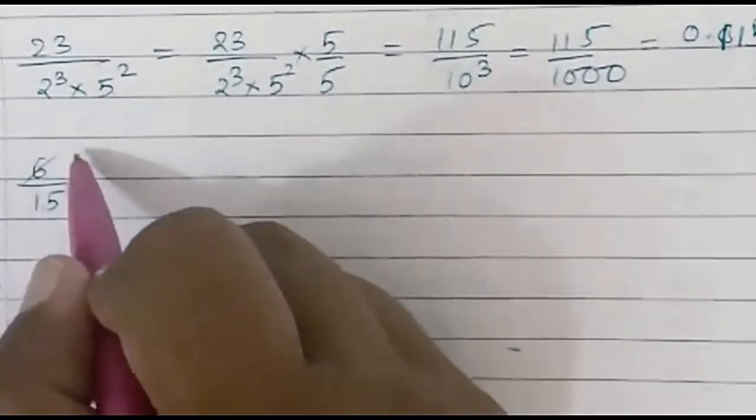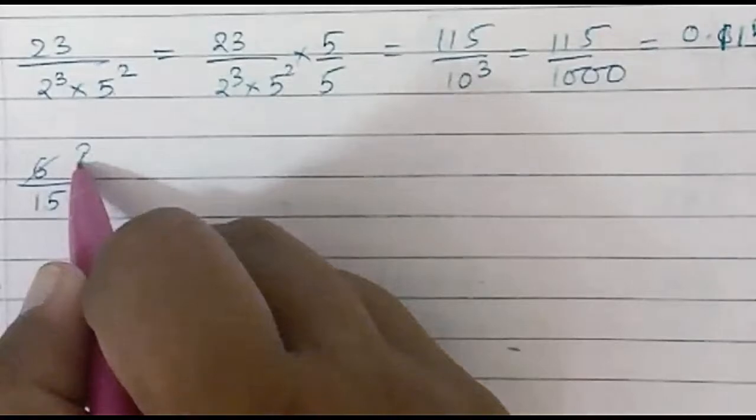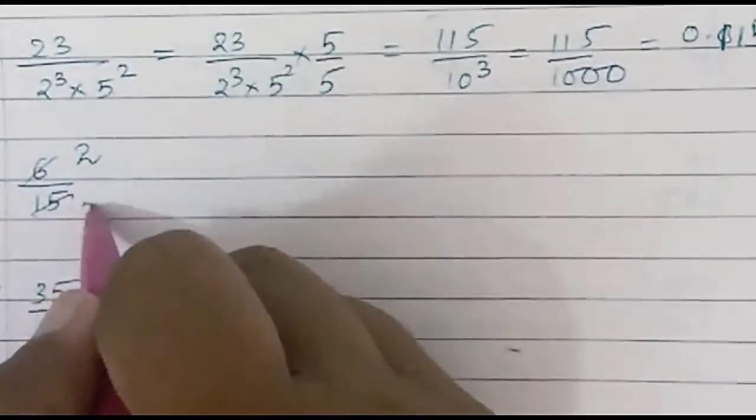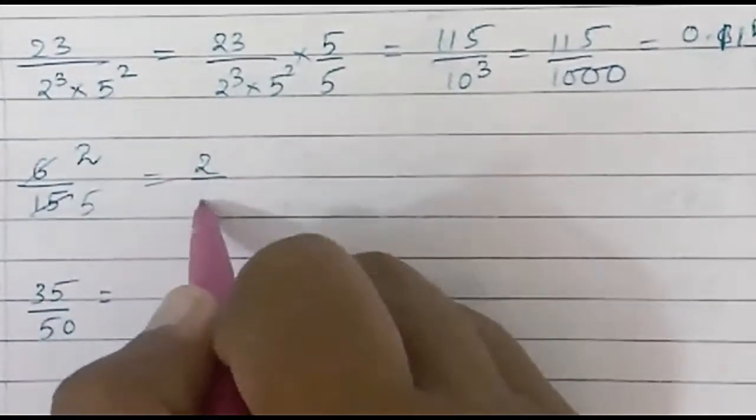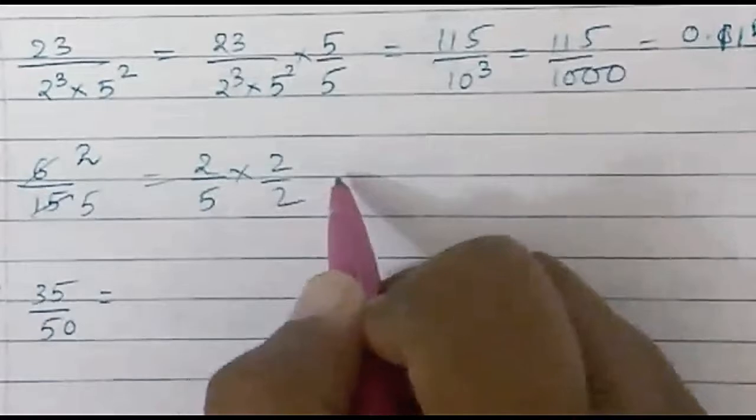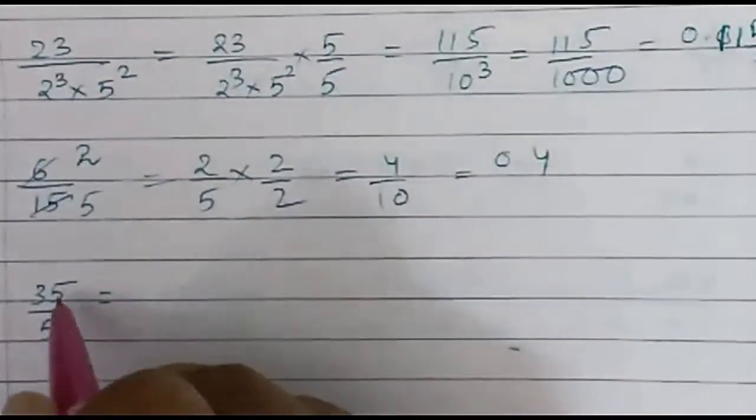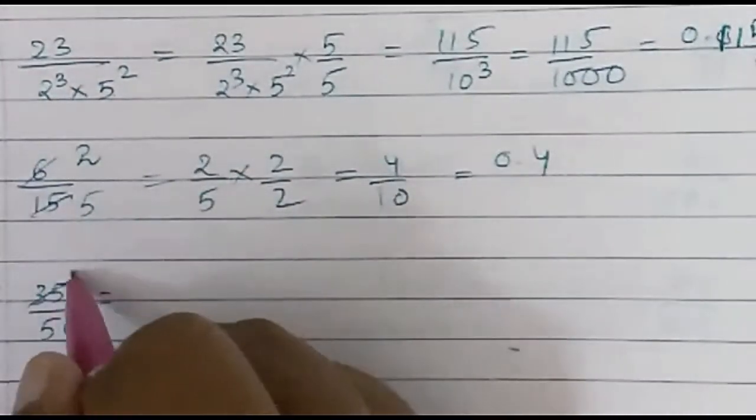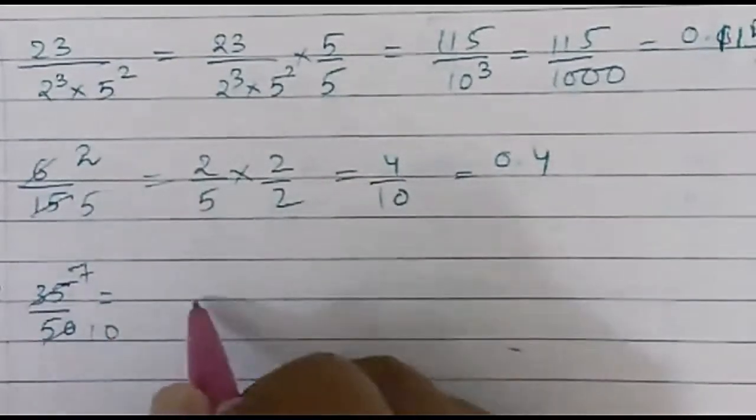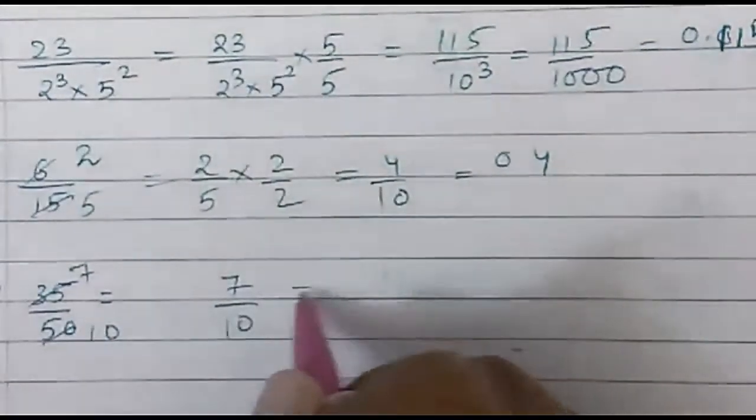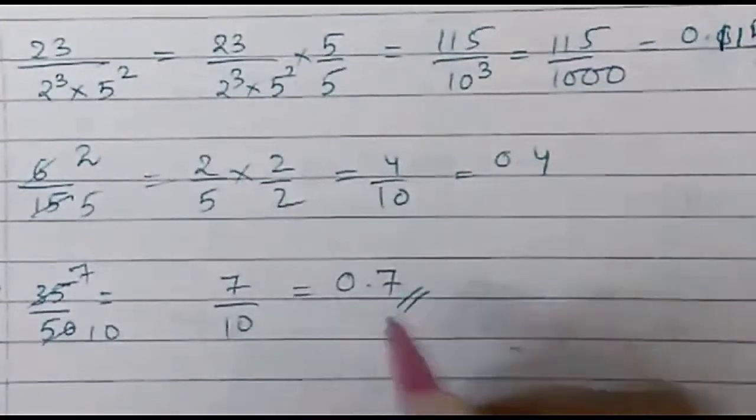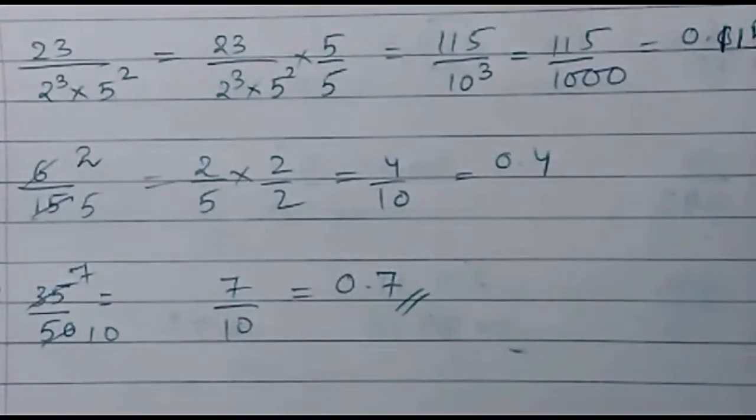In this way you can find out the rest of the sums also. 6 upon 15, now the common factor will be 3, so 3 twos are 6 and 3 fives are 15. So we will get 2 upon 5, multiply and divide by 2, 4 upon 10, the answer is 0.4. Same way here also we can cancel, 5 sevens are, 5 tens are, directly 7 upon 10, the answer is 0.7. In this way you can do many more sums.